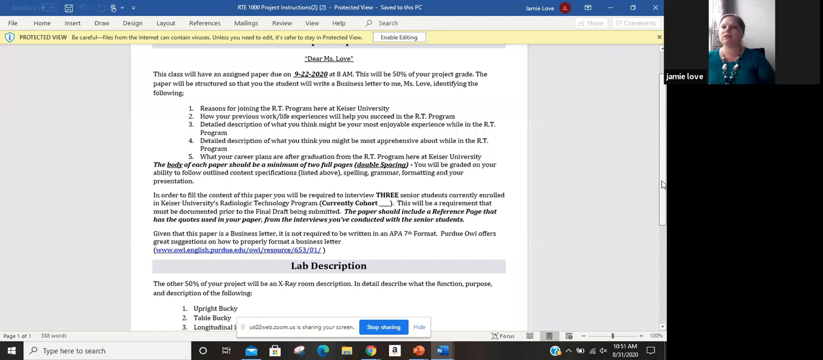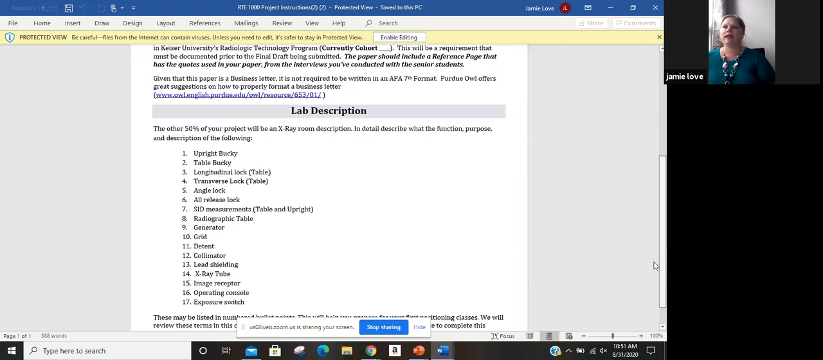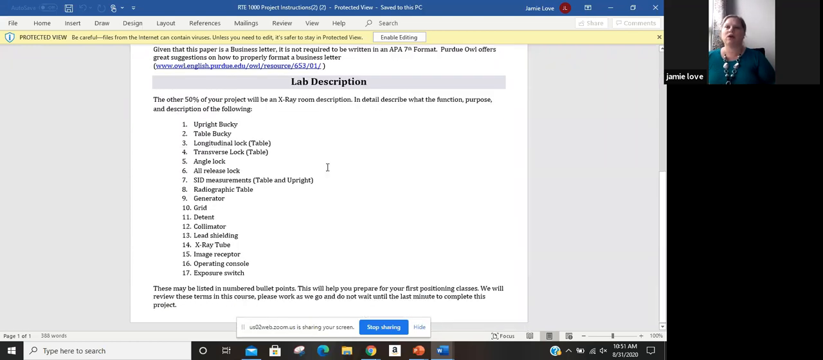So here it is, actually. These are all the things in the lab that you want to be able to know how to describe and do. I may not make you do all of them. I think it'll be 10 of these 17 things, and you'll have 10 points each. That's the other 50% of your grade for your project.